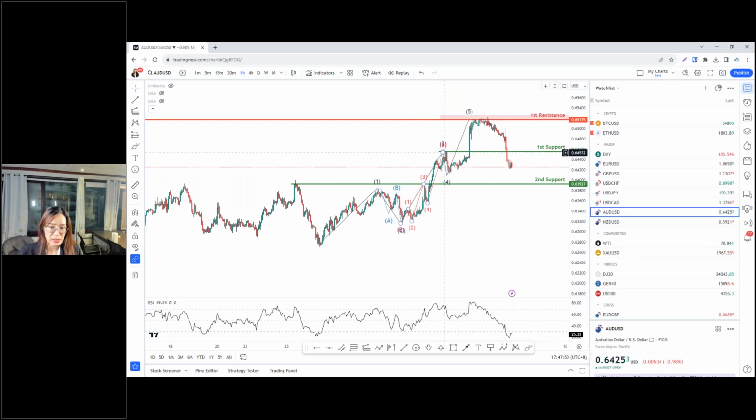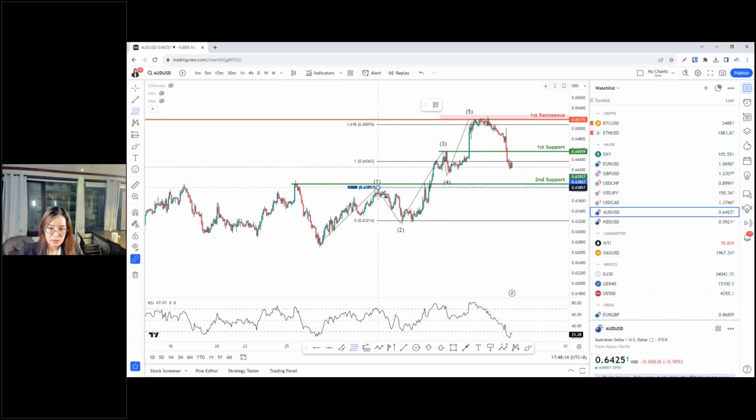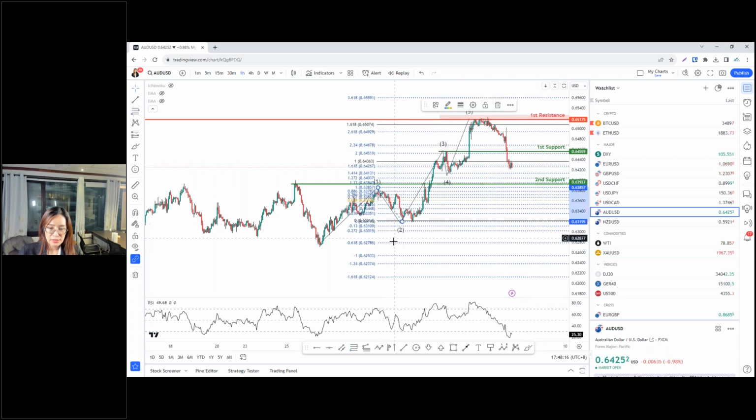Okay, how do you get to wave 3? You might get confused, right? You use the Fibo from here. Projection, in this case, it could be up to 161. Or you can use the extension, from like 161. Sometimes it can go up to 361.8%. In this case, they stop at like 200% here. Okay, and then after that, you mark this as wave 3.